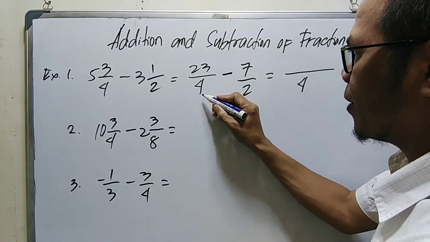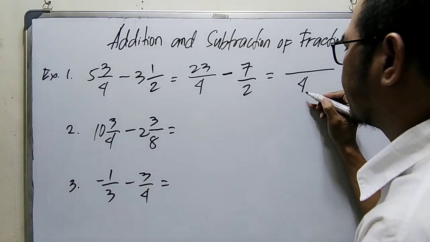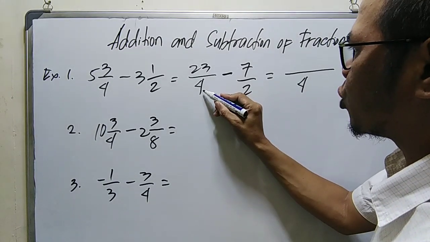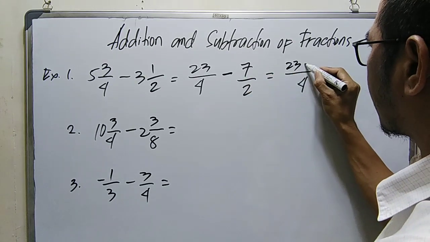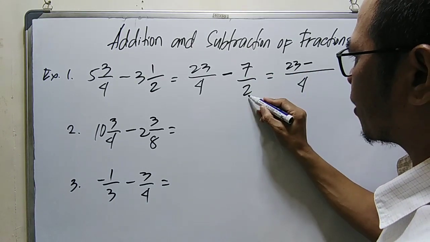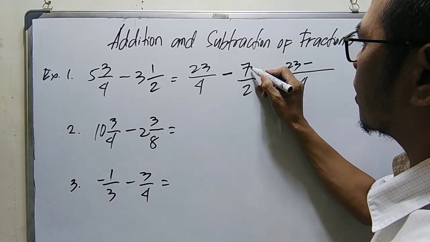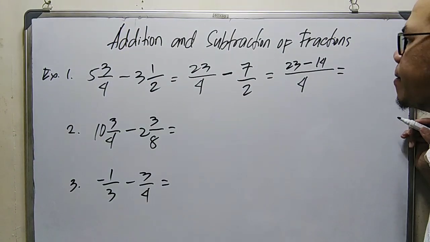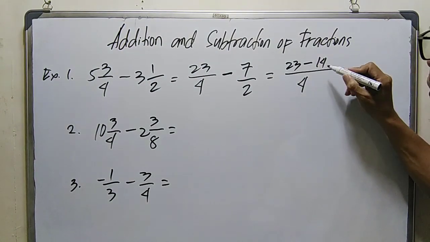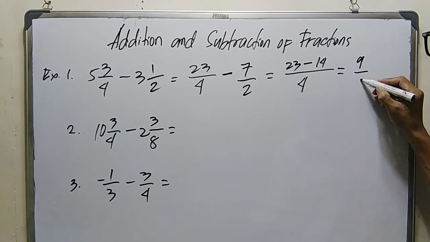Ang 4 ma-divide sa 4, yes. Ang 4 ma-divide sa 2, yes. Okay, therefore, yung LCD natin is 4. So, 4 divided by 4 is 1 times 23 is 23. Kopyahin natin si minus sign. So, 4 divided by 2 is 2. Diba? Times 7 is 14. Okay, then subtract na natin yan. So, 23 minus 14 is equal to 9 over 4.